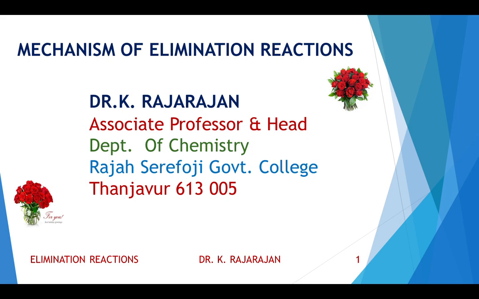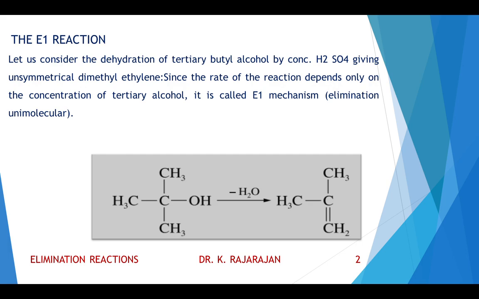In this video, today we are going to see the mechanism of elimination reactions. Let us first take the E1 reaction. Let us consider the dehydration of tertiary butyl alcohol by concentrated sulfuric acid giving unsymmetrical dimethyl ethylene. Since the rate of the reaction depends only on the concentration of tertiary alcohol, it is called the E1 mechanism. It is also called elimination unimolecular.